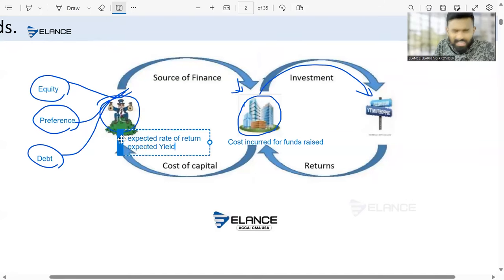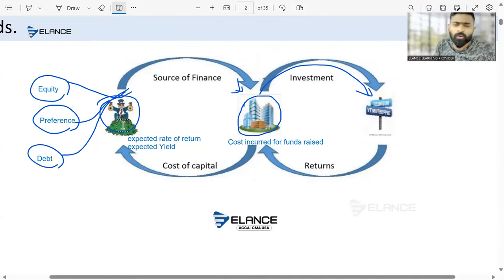See, in most cases, the examiner doesn't directly ask to calculate cost of capital or cost of equity. Most of the time, they will say calculate the expected rate of return of the equity holder, or calculate the yield of the debt holder. From the viewpoint of the company, it is cost. But from the viewpoint of the investor, it is the expected rate of return. So we are going to calculate.